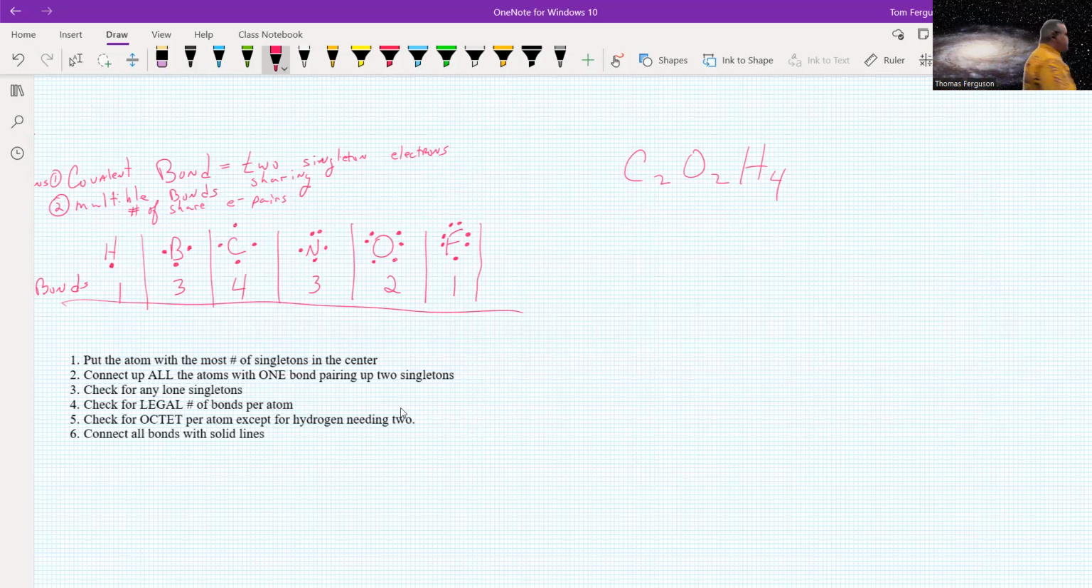Go ahead and do that one on your own. That's called acetic acid. And there are 6 versions that are legal for this formula, by the way. So your neighbors may have a different structure than you that's totally legal.